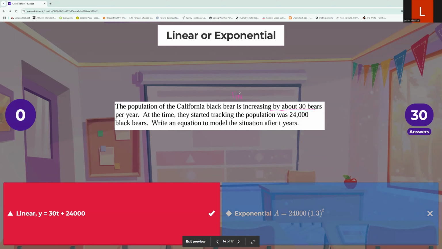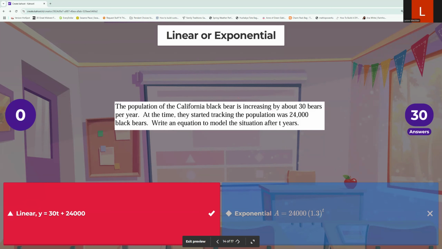Okay. And when it's linear, the slope is what you're gaining each year or losing each year. And your starting amount is, oh, and they wanted you to use T. I don't know why they did that on this one in Newton, but T would be in for our X. And then 24,000. That was how many bears we started with. So that's going to be the red triangle choice that they had here.